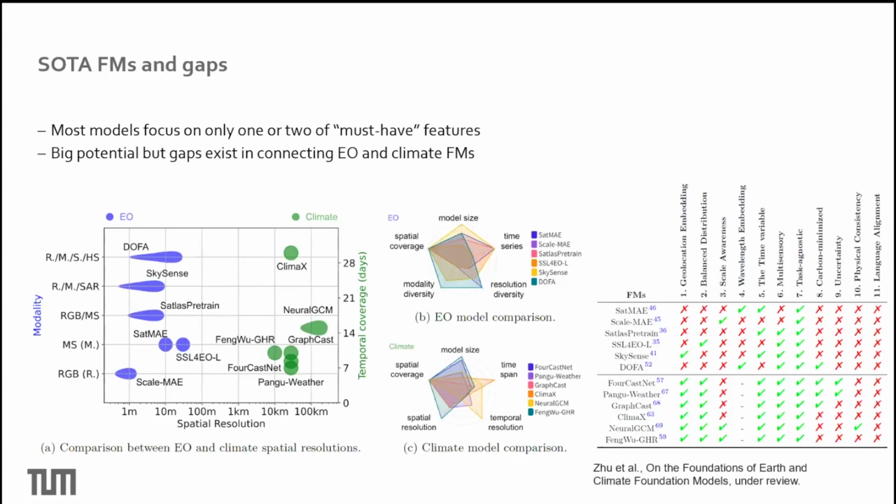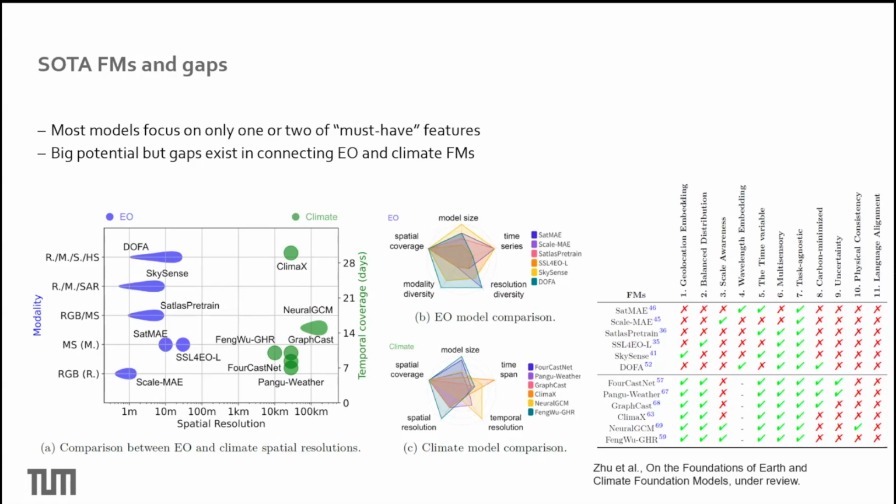Yeah, so I introduced probably 10 or more EO and climate foundation models. Here, basically, you see an overview. For EO and climate, we selected 6 representative models, including on the left, DOFA, SkySense, SAC-MAE, SSL4EO, ScaleMAE I mentioned today. On the right, you see GraphCast and Pangu-Weather.